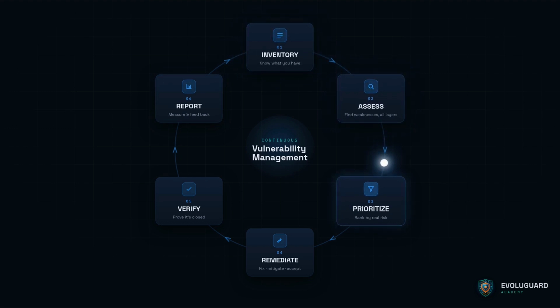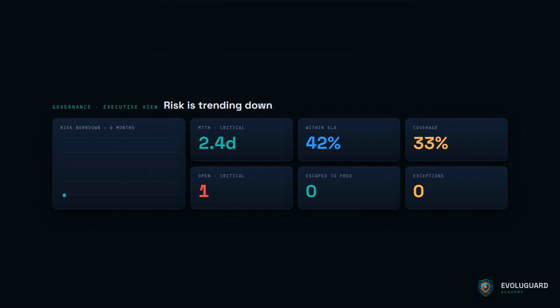You can't manage what you don't measure, and the metrics you choose will quietly steer your whole team's behavior, so choose carefully. First, mean time to remediate, how fast you actually close things, by severity. SLA compliance, the percentage of fixes that landed inside the deadline. Coverage, what fraction of your assets are even being assessed, because an unscanned asset is an unknown risk, not a zero risk. And risk burn down, is the total weighted risk trending down over time?